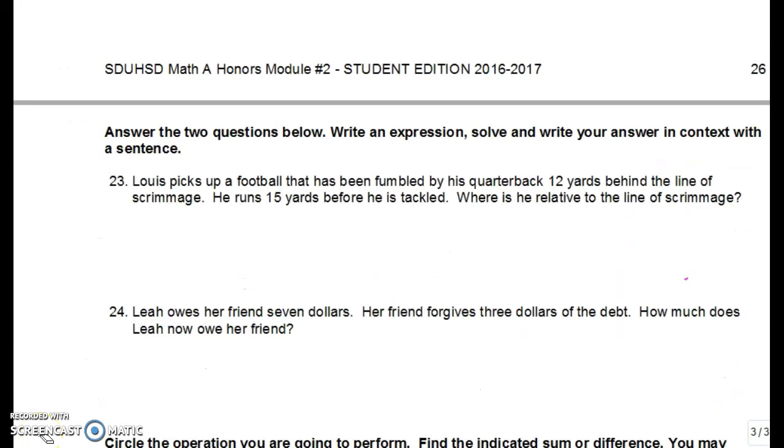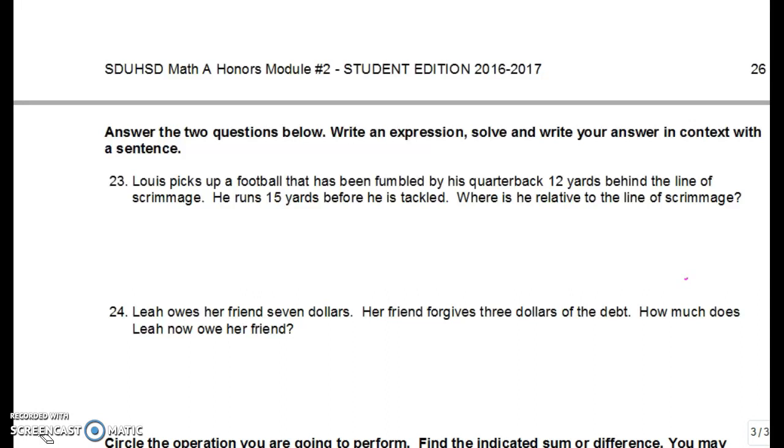Okay, here we are on the last page. There are 2 context problems in the beginning. Then I have 9 really quick circle the operation and solve without modeling. And then finally 4 more context problems. So let's start with number 23. I'll give that example and then I'll give you some examples down below.